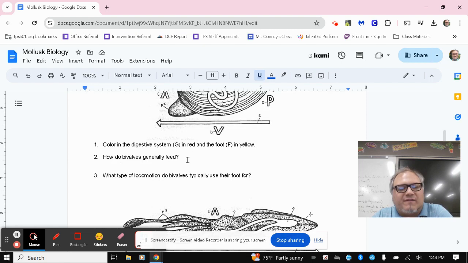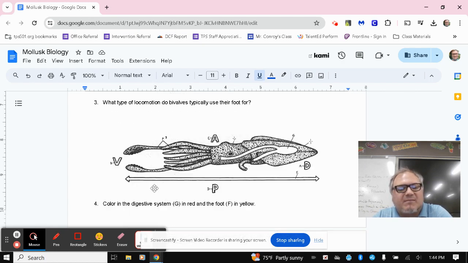So then there are follow-up questions about each one, basically related to their feeding process and their locomotion. For bivalves, it's how do bivalves generally feed? Again, there's a method that almost all of them use. And what type of locomotion do they typically use their foot for? Again, we want the most common type of locomotion in this case. There are some interesting exceptions, but we want the most common one.